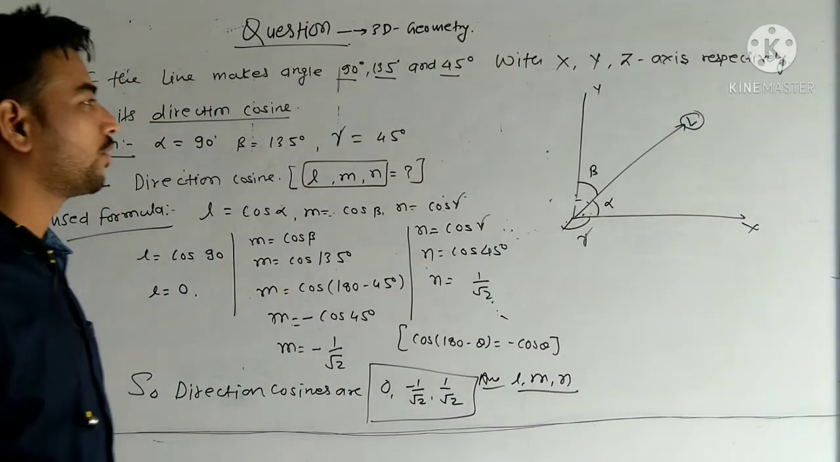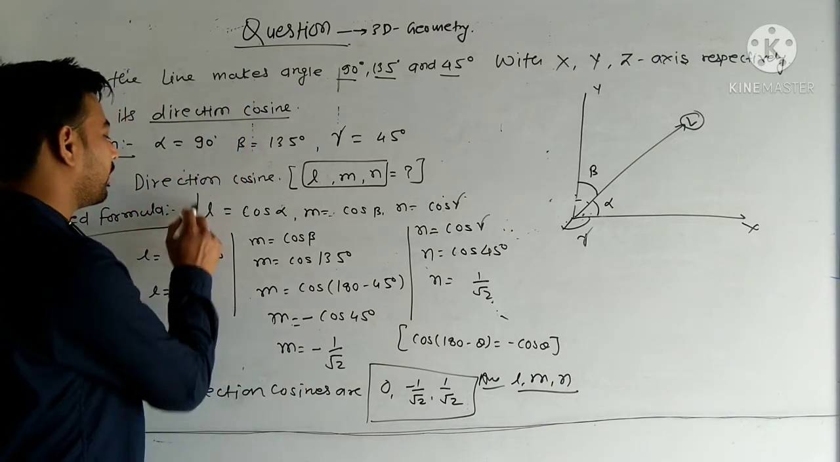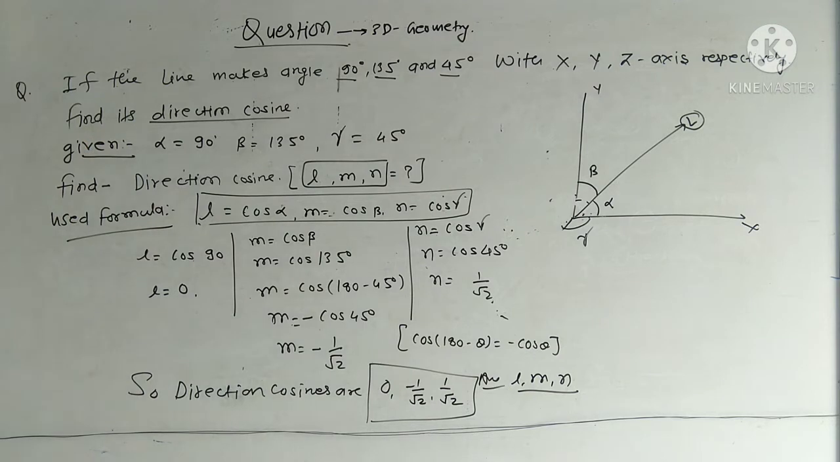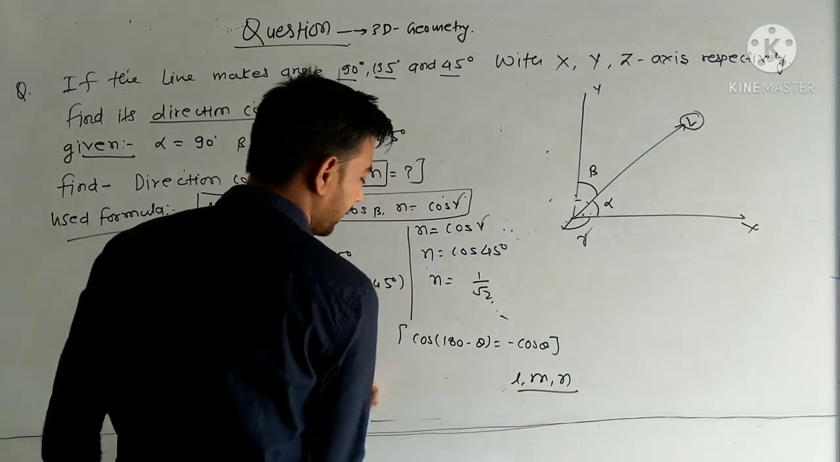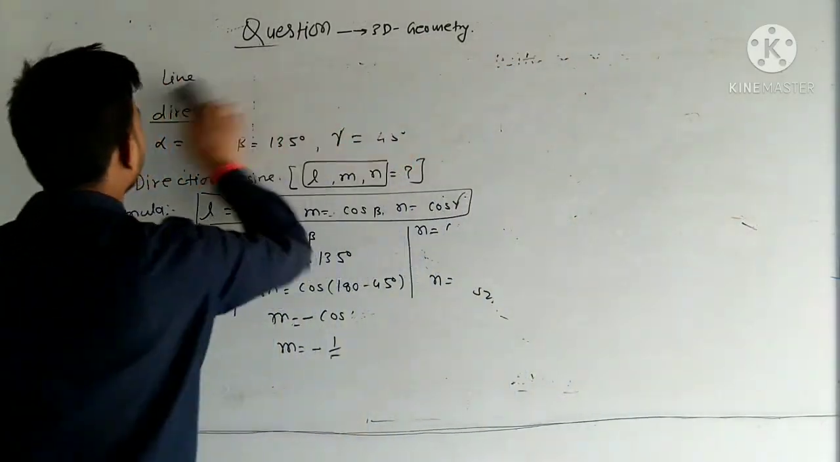So this is the first question. For these questions you have to remember this formula to find the direction cosines. Now we will solve the other remaining questions.